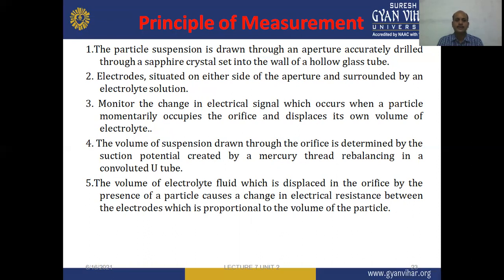The volume of electrolyte fluid which is displaced in the orifice by the presence of a particle causes a change in electrical resistance between the electrodes which is proportional to the volume of the particle. So this is the basic principle of measurement. And by knowing the volume of the particle, we can convert this volume into the particle size by different equations.